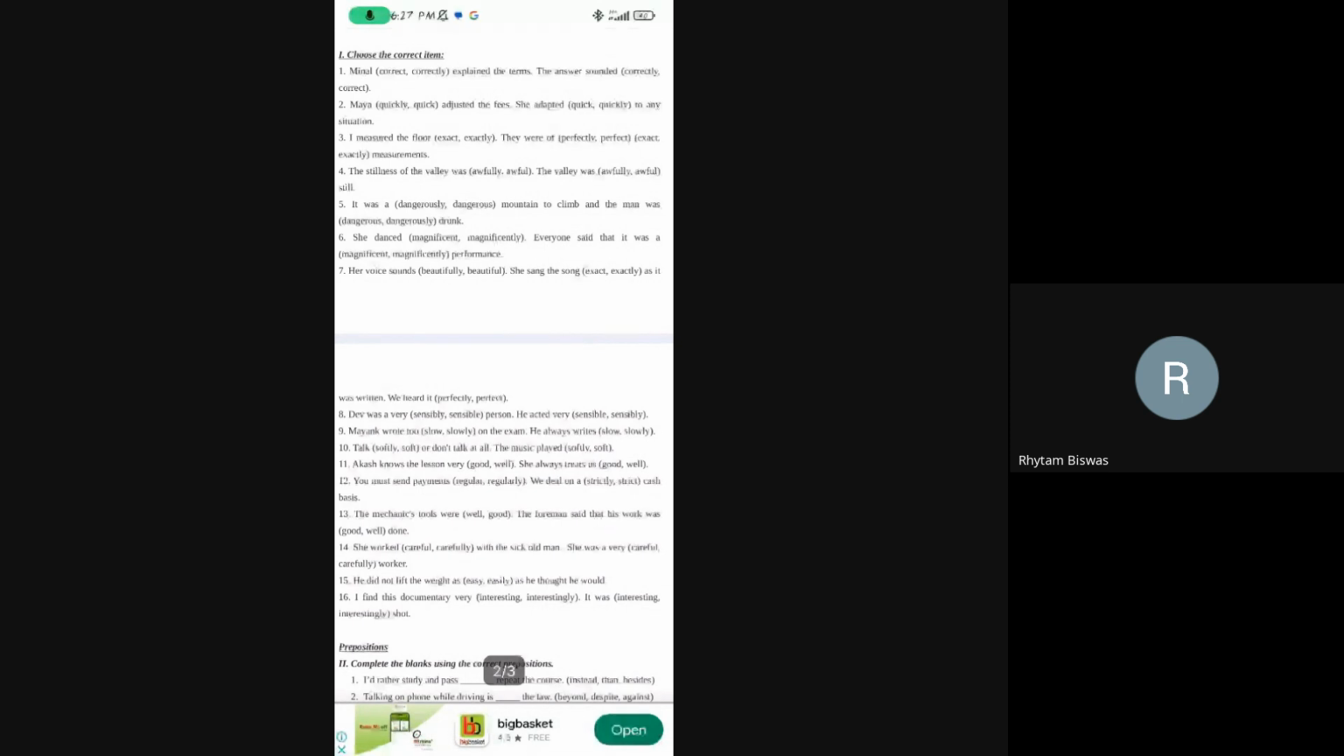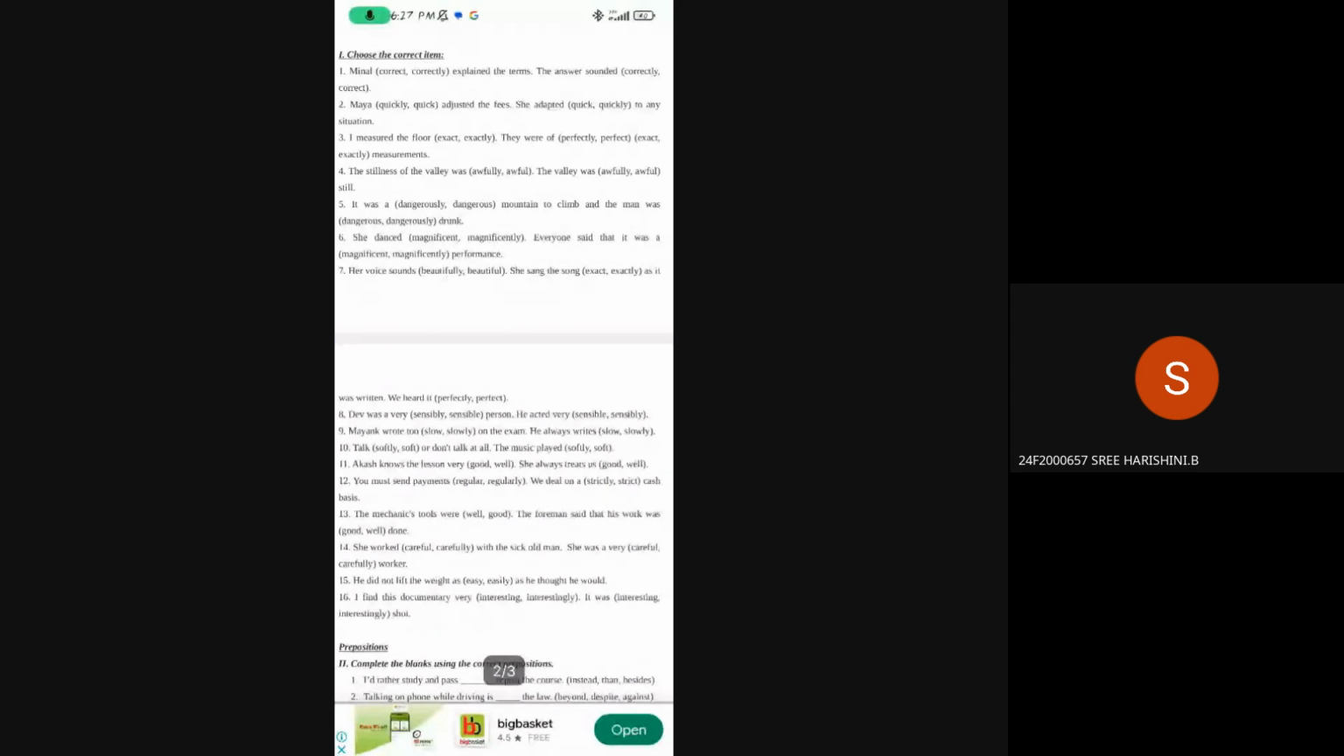Keep that in mind. I don't think at this point you might have questions on that, but just to test, if they ask you something, then keep this part in mind. Okay, third one: I measured the floor exactly. Exactly. Same thing, right? I measured the floor exactly. So again, it answers the question how. So it has to be exactly.